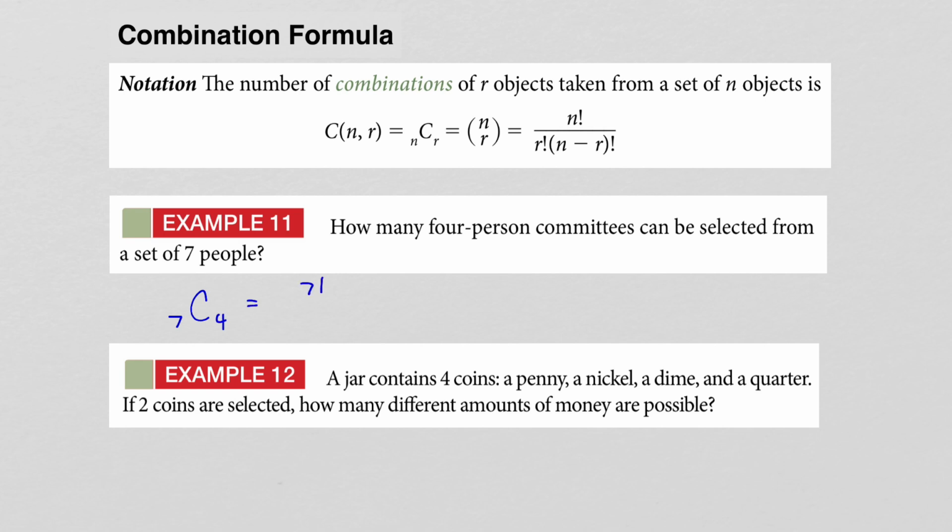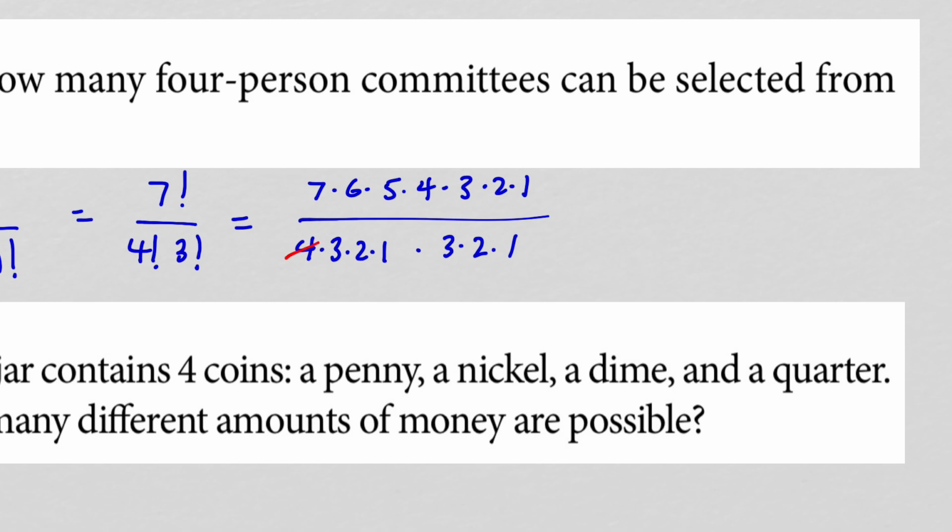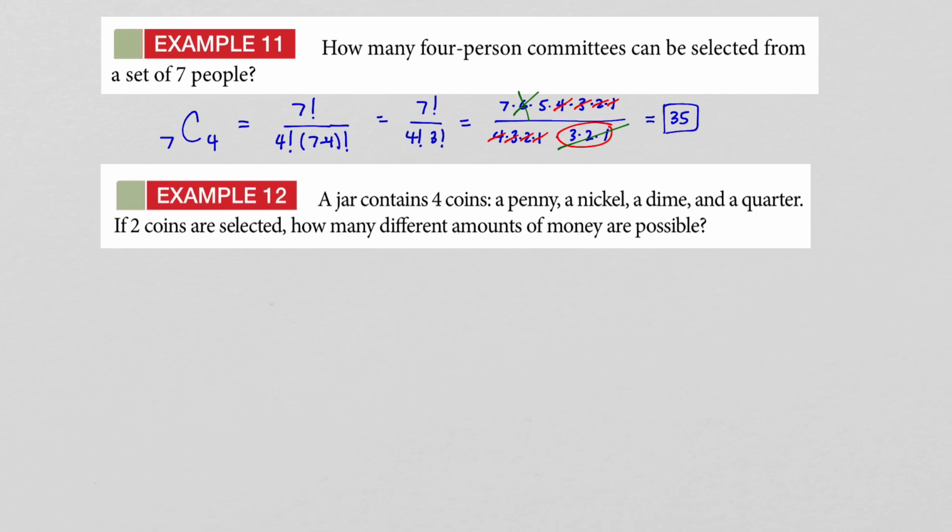And so the formula is 7 factorial divided by 4 factorial times 7 minus 4 factorial. And this is 7 factorial divided by 4 factorial times 3 factorial, which is 7 times 6 times 5 times 4 times 3 times 2 times 1, divided by 4 times 3 times 2 times 1 times 3 times 2 times 1. Now, calculators do have buttons for these, but we can figure this out without a calculator. 4 times 3 times 2 times 1 is going to cancel out all of these. And then notice that 3 times 2 times 1 is equal to 6, and so I can cancel out the 6 there. And what I have left over is 7 times 5, which is 35. Okay? So we can make 35 different 4-person committees from 7 people.